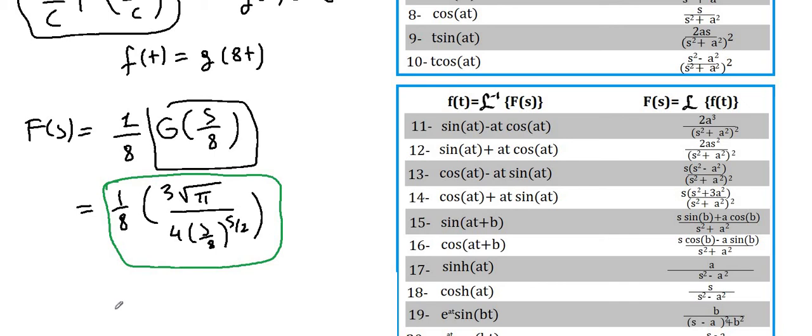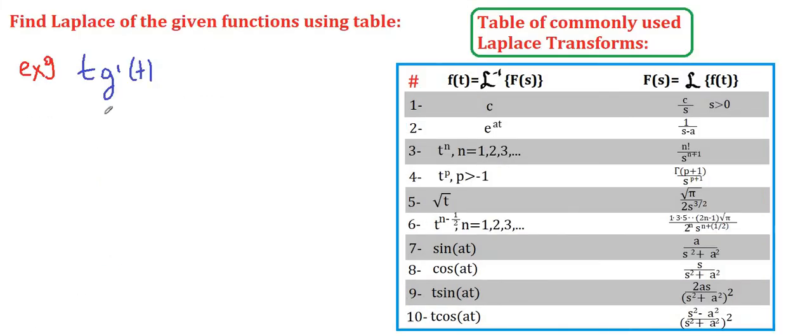Let's check the last example of this section. Example 9, t times g prime of t. Here we're going to utilize number 35 as we did in the previous examples. And extra, we're going to utilize number 29, which is the Laplace of f prime of t kind of functions.